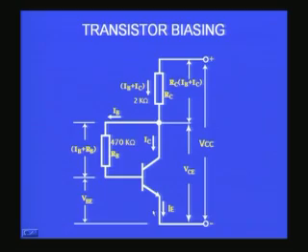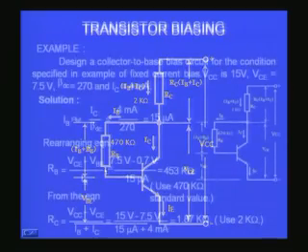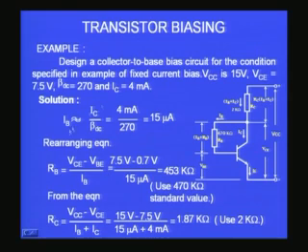VCE minus 0.7 divided by RB will give me IB. So it is possible to design, for example, I have given an example problem here: design a collector to base bias circuit for the conditions specified in the example. VCC is 15 volts, and now VCE is chosen as 7.5 volts. In the previous circuit we had only 6 volts, now we can have 7.5 volts, beta is 270, the current we want around 4 milliamperes.